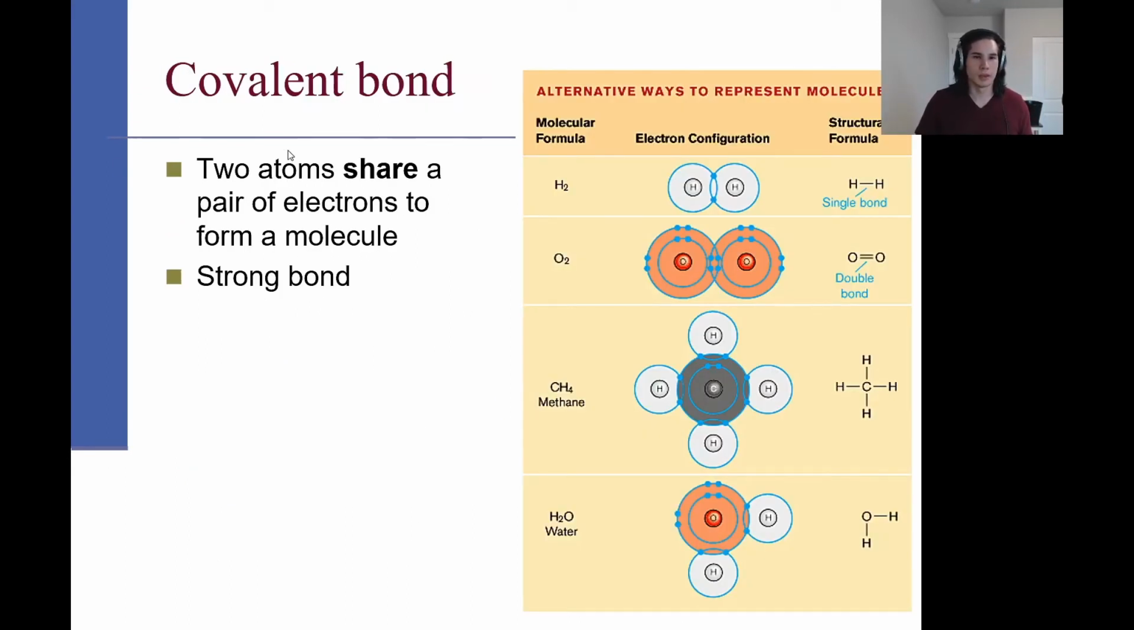Okay, so we talked about ionic bonds. Now we're going to move on to covalent bonds. So when you're not very close to one or the other end, oftentimes you'll have a tendency to share electrons rather than give them up or steal them entirely. So two atoms that share a pair of electrons form a molecule, and that molecule's bound together through a covalent bond. So this is a stronger bond than ionic bonds.